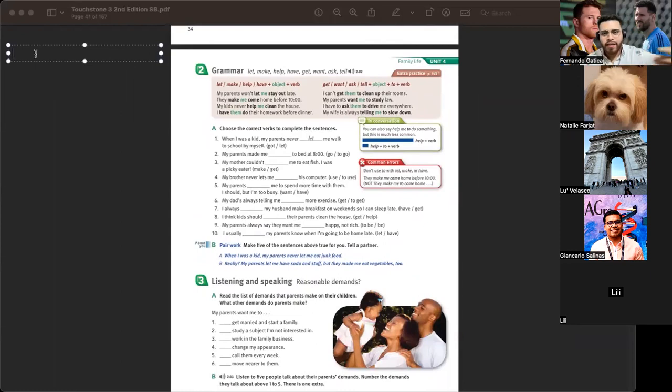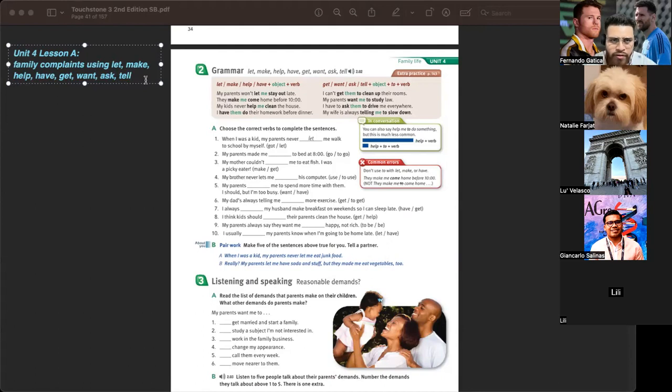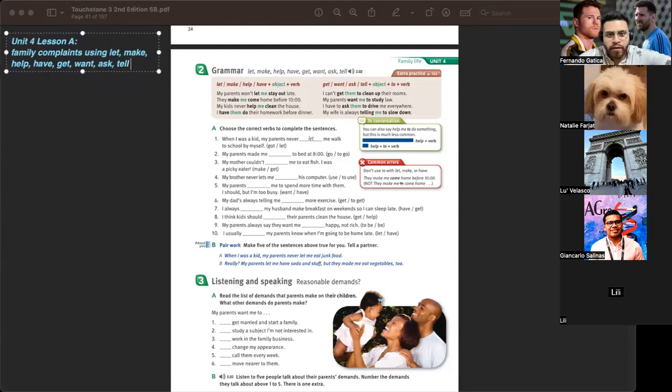Okay, beautiful students. In this lesson, Unit 4, Lesson A, we talked about family complaints using let, make, help, have, get, want, ask, and tell, followed by an object and another verb.